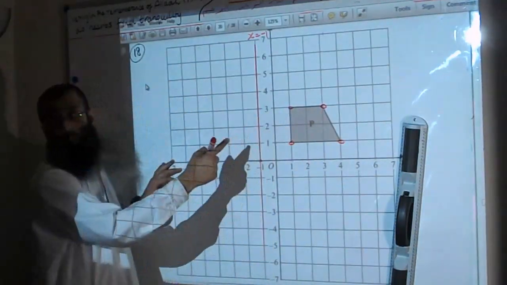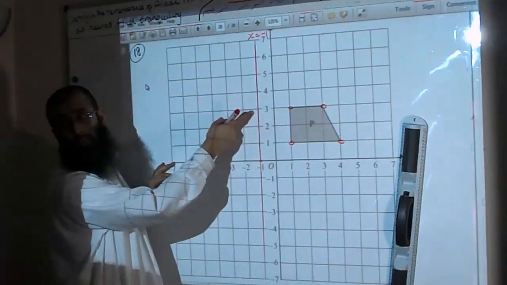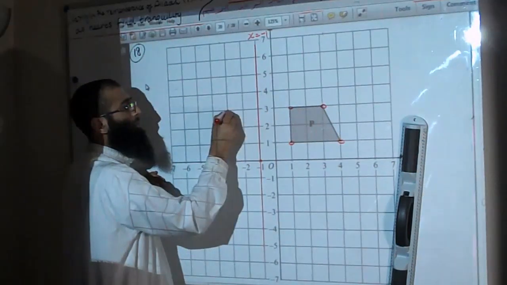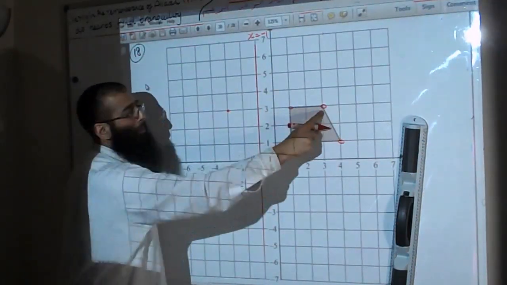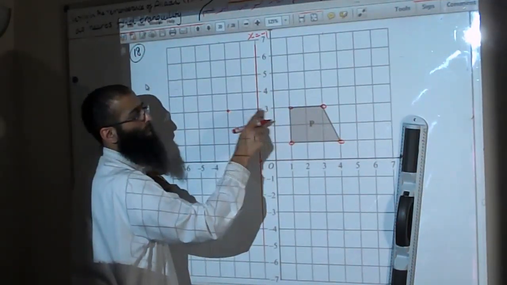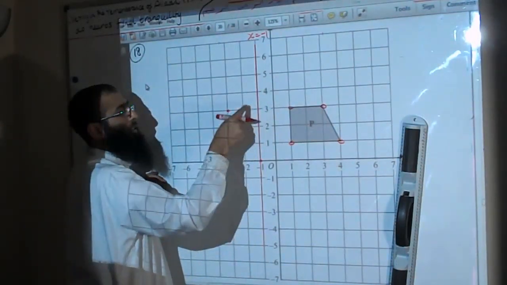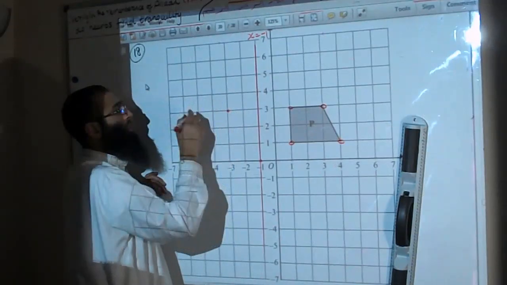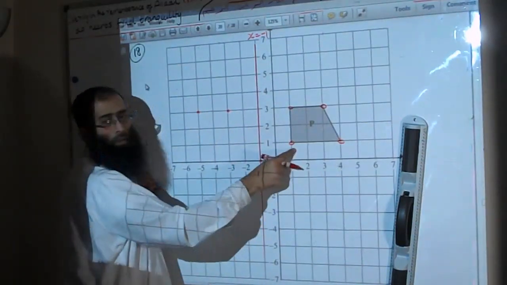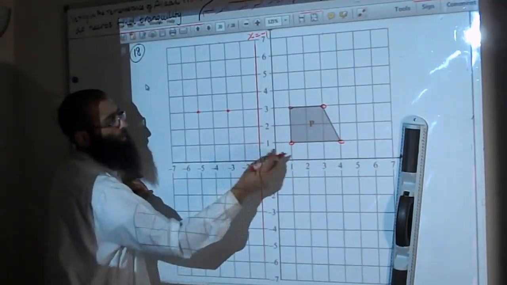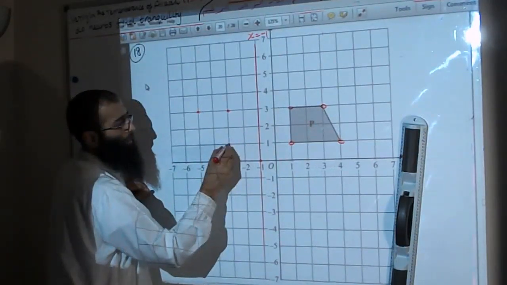This point. Okay, Hamza, how far is this point from the red line? How many squares? 2. So if it's 2 on the right, it will be 2 on the left. This one, Ramiz, how many squares from the line? 1, 2, 3, 4. So on the other side will be 1, 2, 3, and 4. This one, Rutaba, how many squares is away from the mirror? 2. So 2 here will be 2 there.